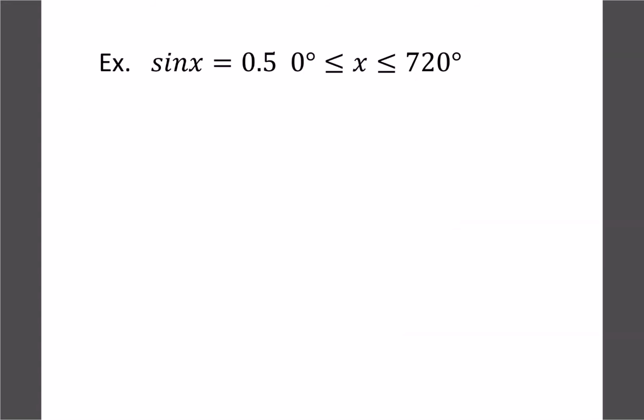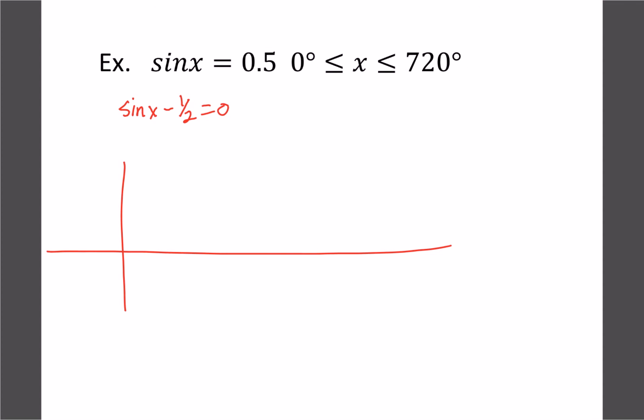So the first one is sine x equals a half. Let's first make it equal to 0. So we have sine x minus a half equal to 0. In our calculator, we'd graph that. When we graph that equation, we see that it ends up being shifted down a half. So our graph does something like so. Then we'd want to find all of our zeros between 0 and 720, so we'd find those intersection points.